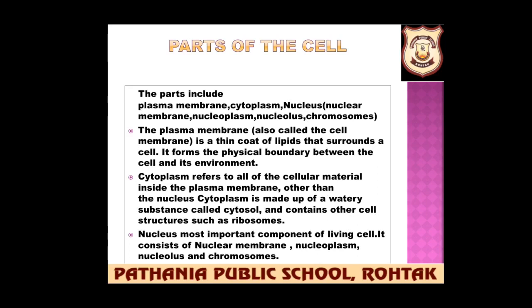The nucleus consists of the following four parts. It has nuclear membrane, nucleoplasm, nucleolus and chromosomes. So, nuclear membrane: it is separated from the cytoplasm by a membrane called the nuclear membrane. If I want to separate the nucleus from the cytoplasm, the nuclear membrane separates it. It is porous and allows certain substances to move in and move out.